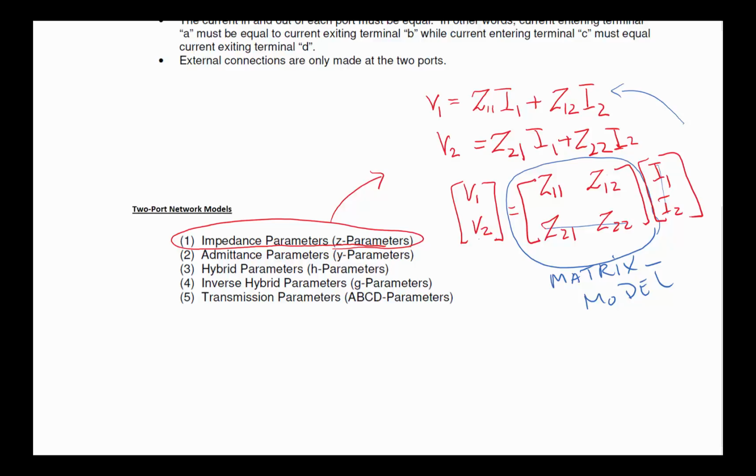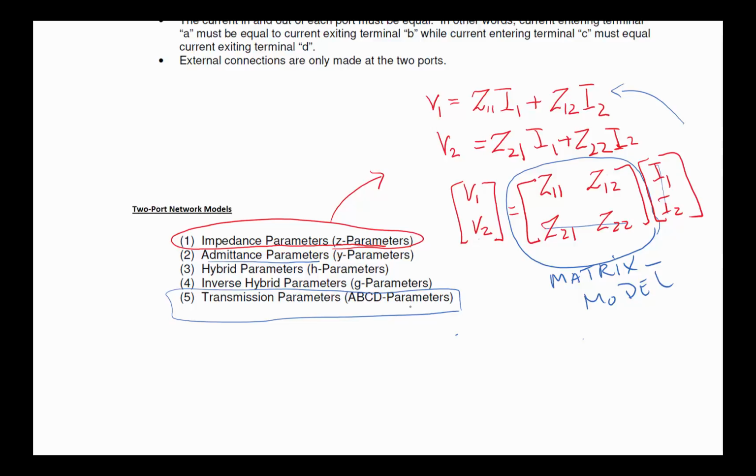Now, depending on which industry you are in, you will have different ones. For example, there is one called admittance. As the name implies, it relates currents to voltages through the matrix. The hybrid is a combination of current and voltage. Inverse hybrid is the reverse order of those things. And transmission is specifically designed, as the name implies, for analyzing power systems, transmission lines, and things like that.